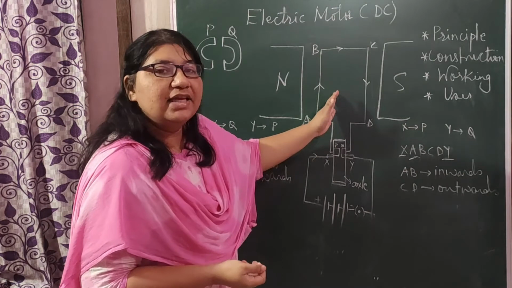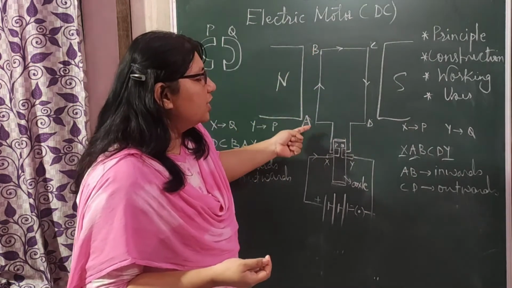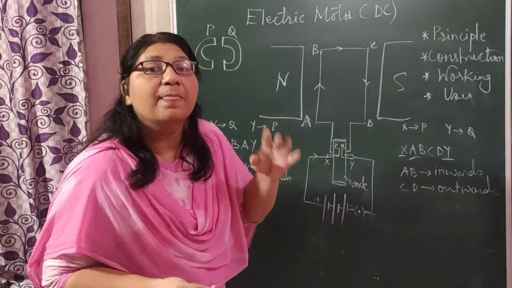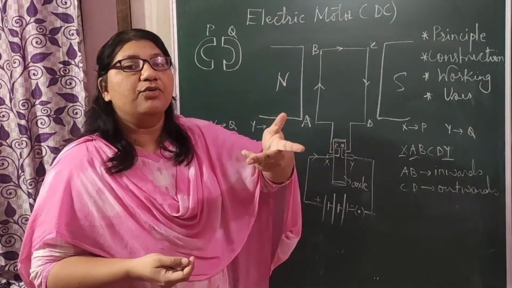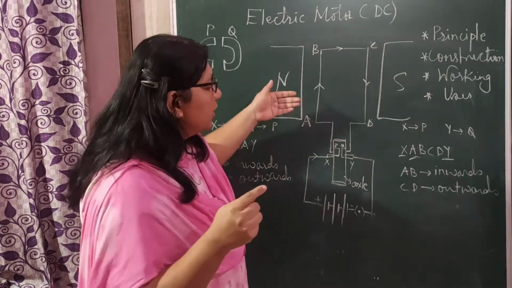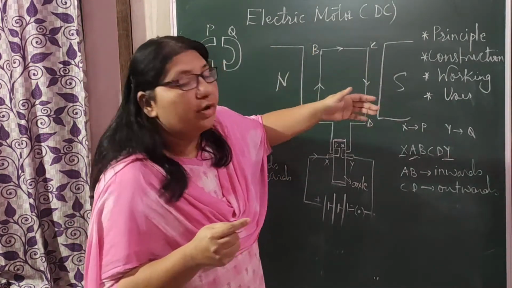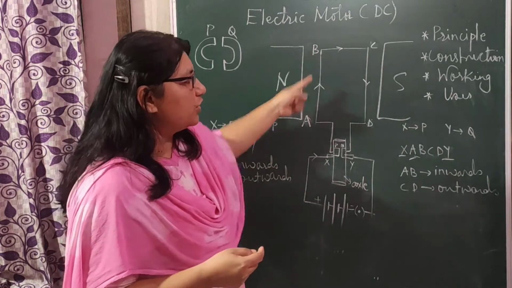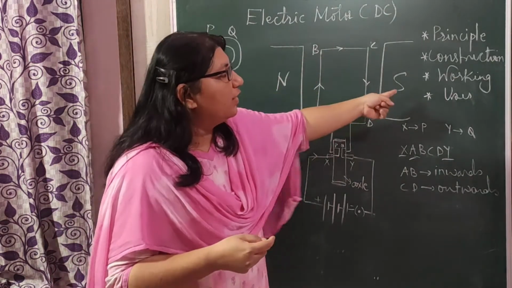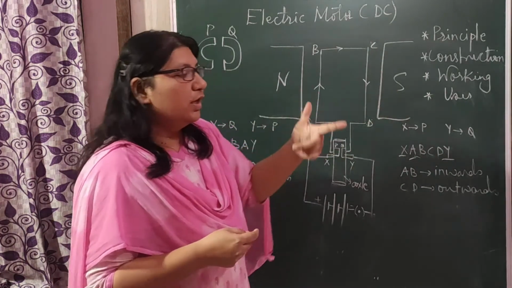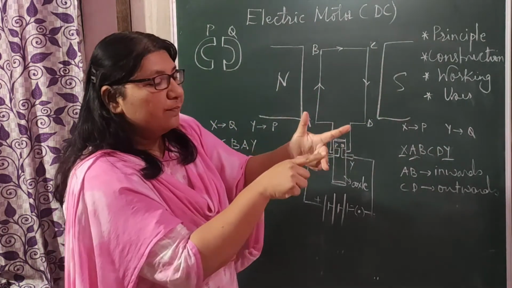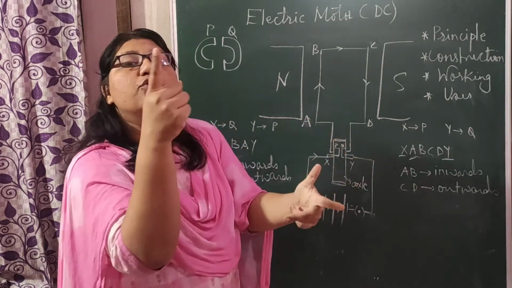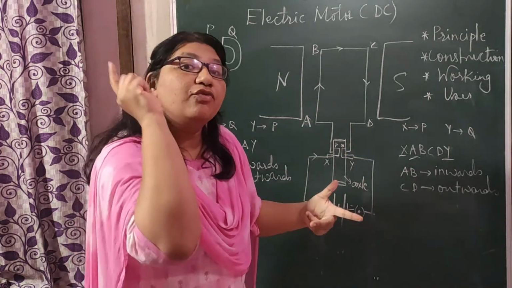If it is like this, at these sections A, B and C, D, I am going to apply Fleming's left hand rule to know in which direction that part of the coil is going to move. Let us see AB section first. We know the magnetic field is always from north to south. Current is shown by the second finger, magnetic field by the first finger, and thumb is going to show me the direction of force.